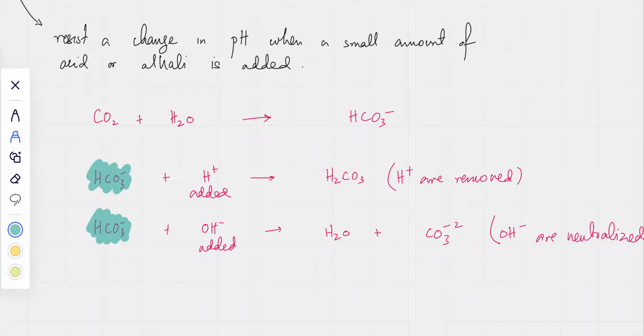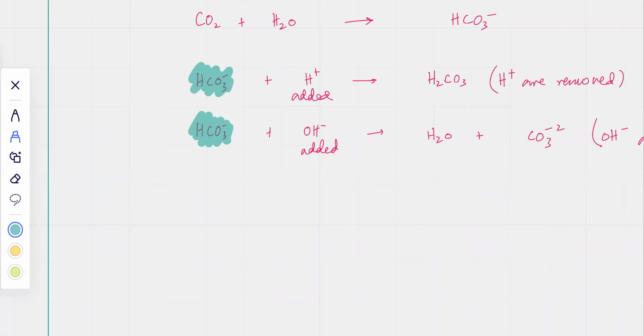So, but how do you form a buffer? There are all types of buffers. So the question is, how do you form a buffer? Now, for a buffer, you need two things. Both of those two things can be in the same substance, or they can be in two different substances.